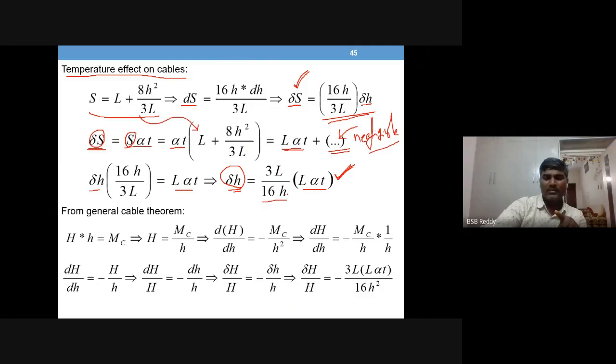L is given data, H is given data, alpha is given data for the material, and the temperature change will be given data. So delta H you can get. Once you get delta H, substitute it here and get the change in cable length. So that is all about geometric quantities.